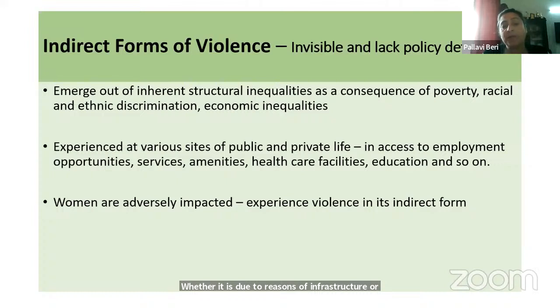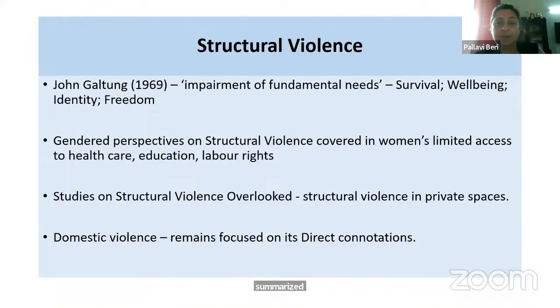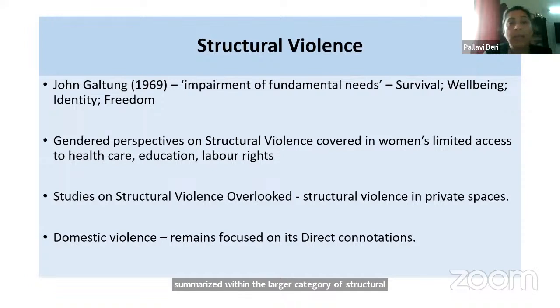So with all this, what we understand is that women are adversely impacted and hence experience violence in its indirect form, and how these forms of violence percolate or penetrate into domestic spaces. Now, these indirect forms of violence have been summarized within the larger category of structural violence. Johan Galtung first took it up in his seminal work on peace research, where he talked about structural violence as impairment of fundamental needs. By fundamental needs, he implied four.